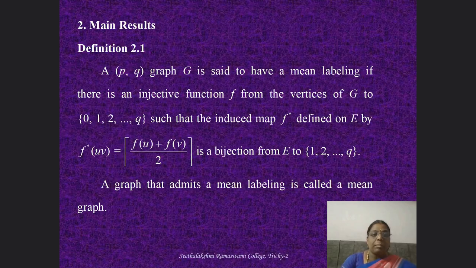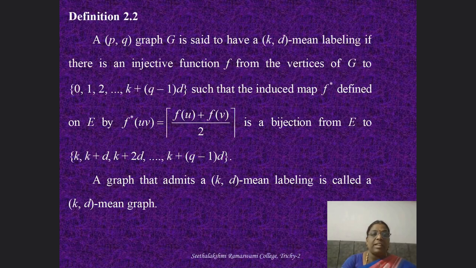Let us see the definition for mean labeling of the graph. A (p, q) graph G is said to have a mean labeling if there is an injective function f from the vertices of G to the set of elements 0, 1, 2, up to q such that the induced map f star defined on E by f star of uv equal to ceiling of (f of u plus f of v) by 2 is a bijection from the edge set to the set of elements 1, 2, up to q. A graph that admits a mean labeling is called a mean graph.